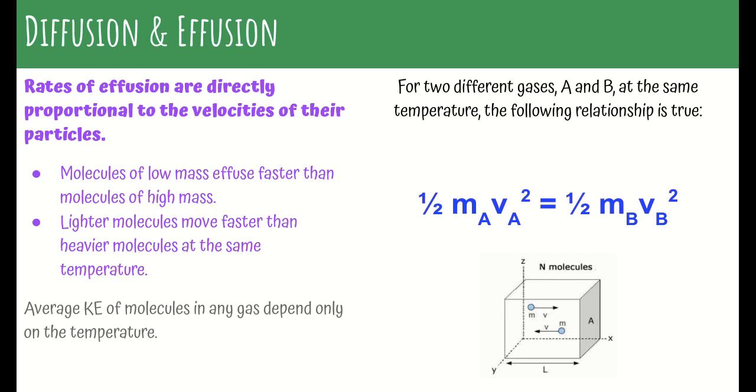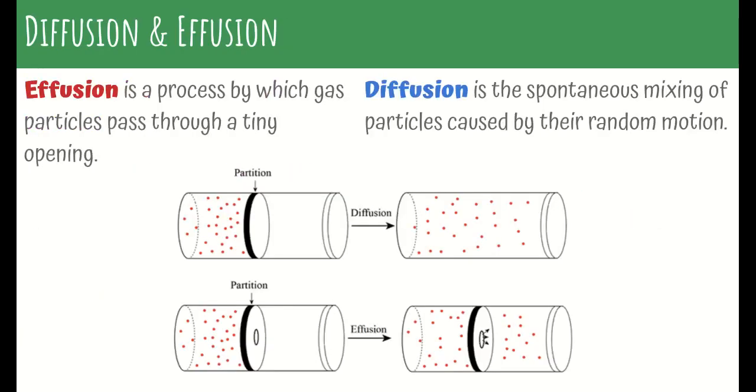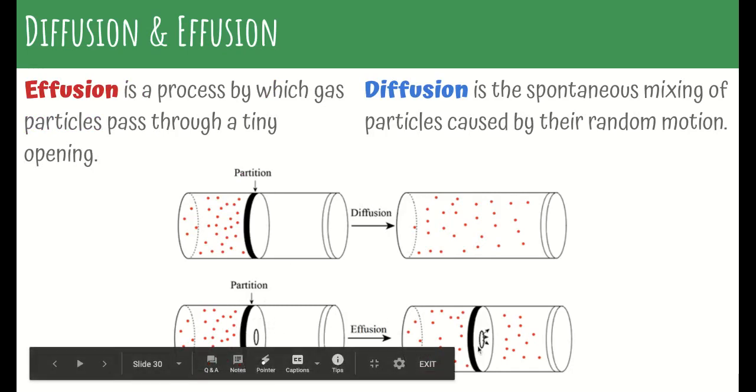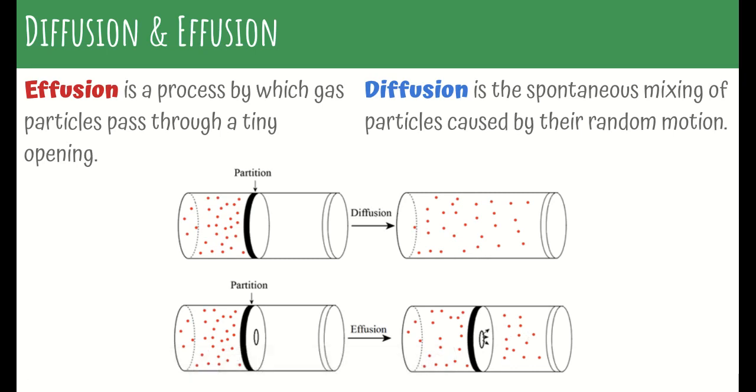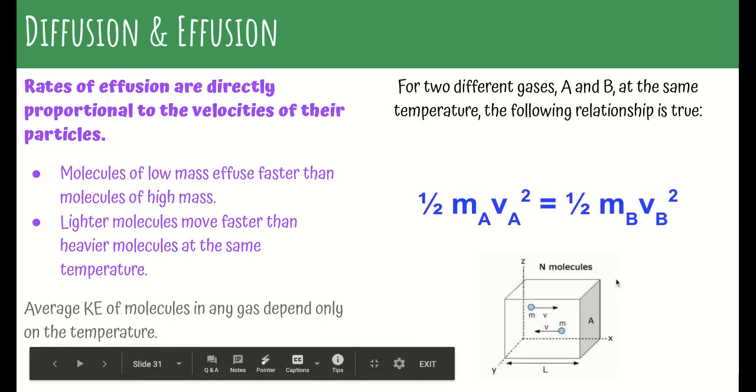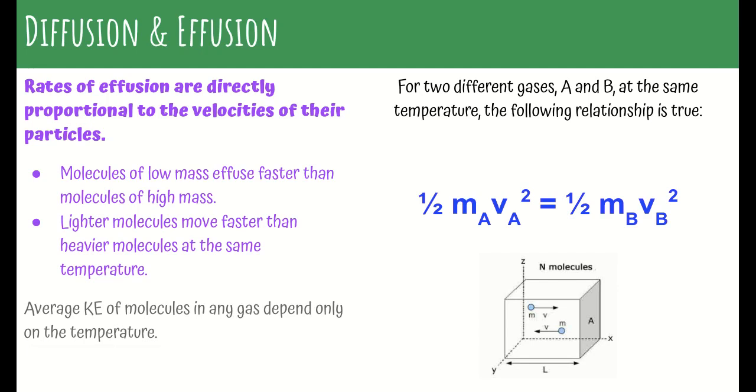So the rates of effusion, not diffusion, effusion, are going to be directly proportional to the velocity of their particles. Okay, the mass is also a factor. So when we're talking about effusion, where we have this little space where these particles are moving through, it would make sense, right, that the rate by which they will move through that space is dependent upon its mass and its velocity. Okay, so molecules of low mass, things that are lightweight, they're smaller, they're going to move faster. Same thing with molecules that are already moving faster, they're going to move past that barrier more quickly.